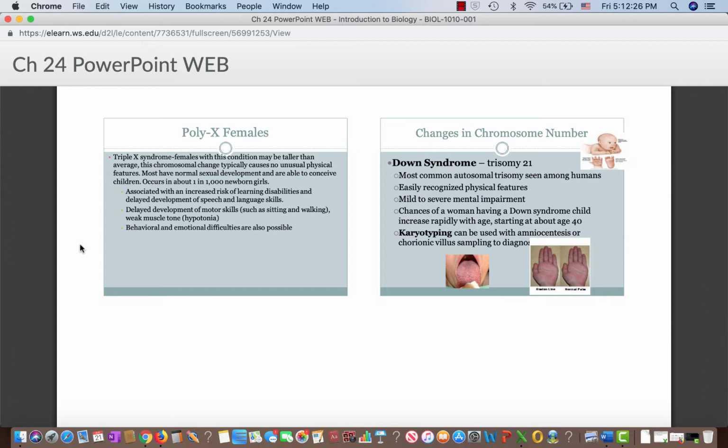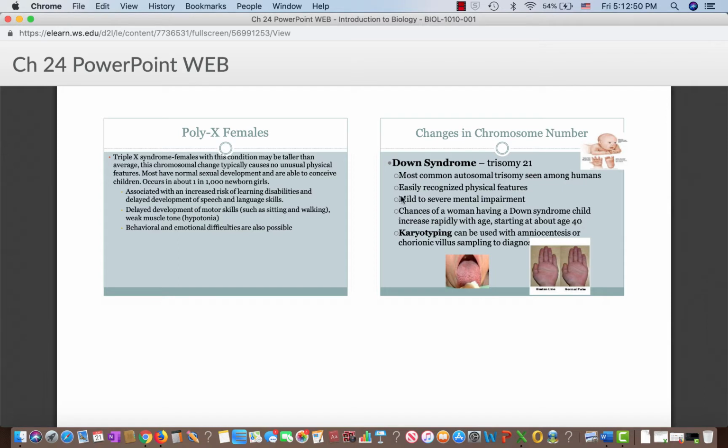Generally are able to conceive children just fine. Slight risk for some learning disabilities and difficulties with speech and language skills. Maybe some difficulties with motor skills and emotional regulation. But overall, they generally tend to fall within the range that is considered normal.